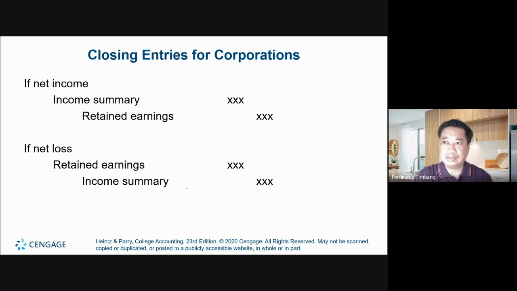Now, the closing entries for corporations to retained earnings will be as follows. So if it is a net income, you debit the income summary, and then you credit the retained earnings. So meaning, your retained earnings here will increase by this amount. Okay? And then if it is a net loss, then the retained earnings will be debited and the credit will be the income summary. So meaning the retained earnings will be reduced by this amount.